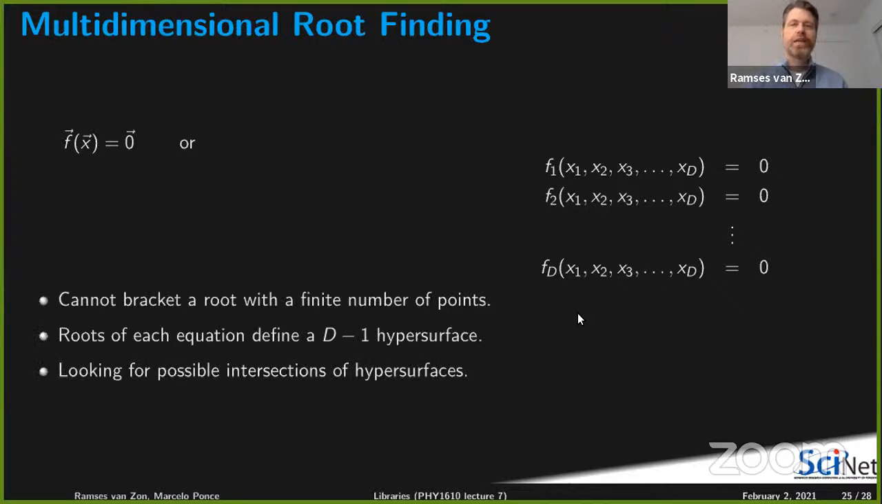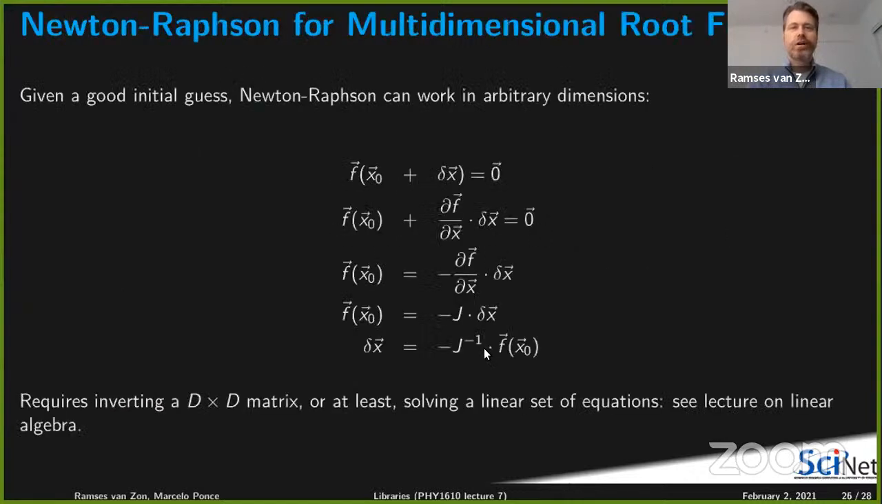This is harder because I can't bracket a root with a finite number of points in multidimensional space, right? In one-dimensional space, I have a line, and I can take two points, and then that delineates everything in between. In a 2D space, I can have some points, but I've never bracketed the root, right? So there could be weird things going on. So this is trickier. And so often what people use is Newton-Raphson for these cases, combined with some sort of clever way to get close to the root.